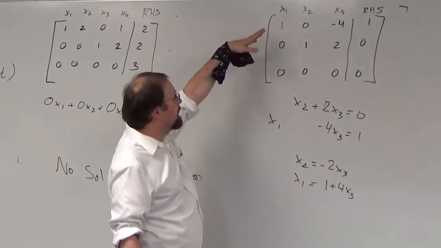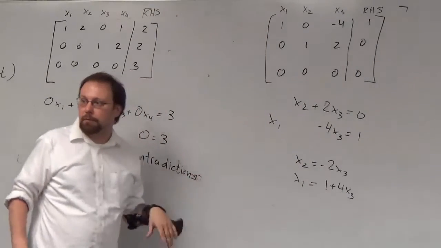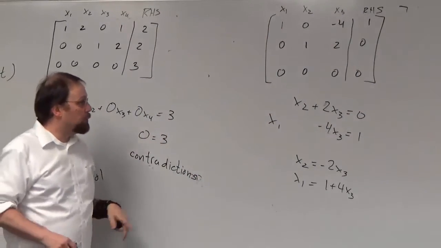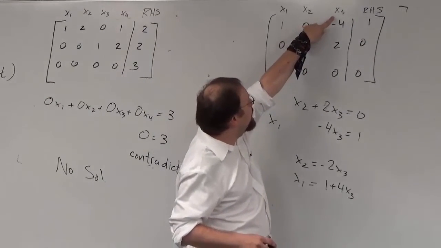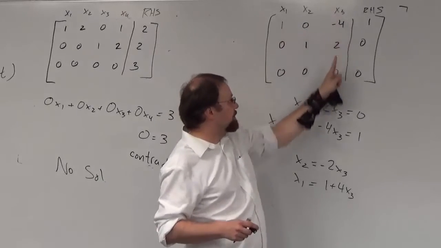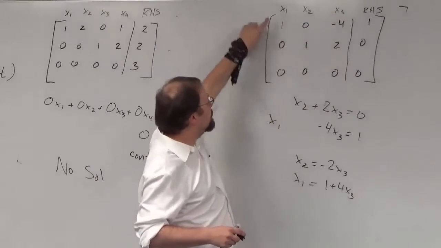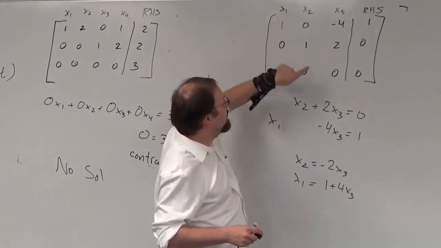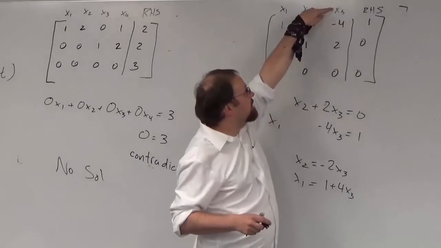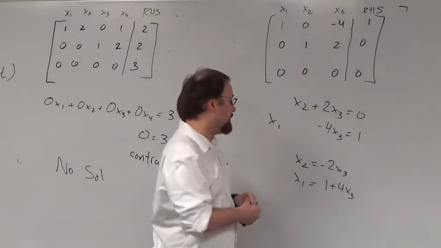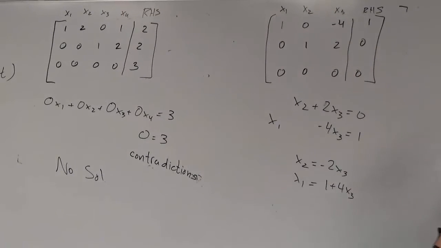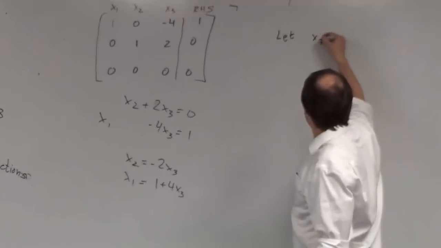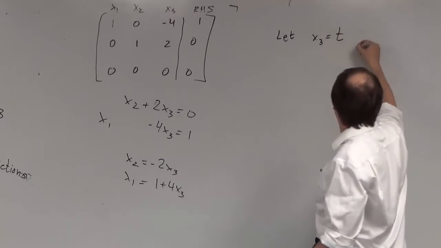All right, and so we're going to let one of the variables be a parameter. I guess technically it doesn't matter which one, but it's wise to let the unknown that corresponds to a column without a leading entry be the parameter. So these 2 columns have a leading entry, this doesn't. So we're going to let that variable be a parameter. Let x3 be, let's say t, where t is a real number.